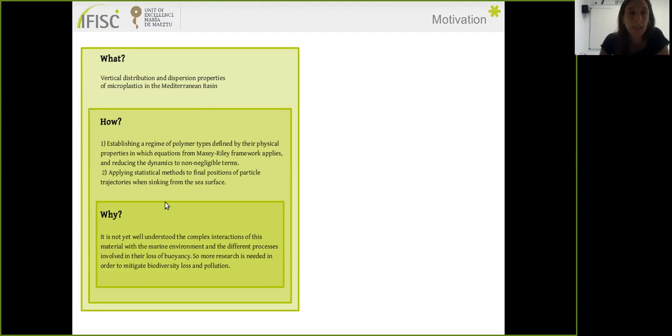So the first point is to understand what we study, how, and why. Well, we studied the vertical distribution and dispersion properties of microplastic in the Mediterranean basin. How? By looking at the Maxey-Riley framework, or derivation of some equation of motion that applies to passive plastic particles, and we can apply to microplastics. And after having the dynamics that can explain this transport, we apply statistical methods to understand the dispersion properties or the distribution in the vertical water column. And why?